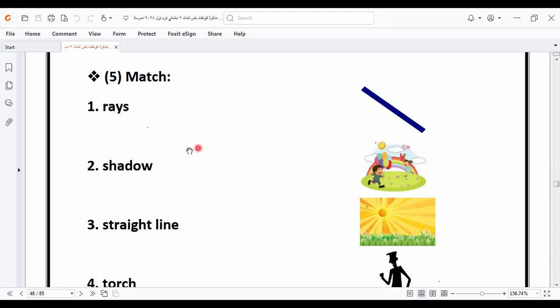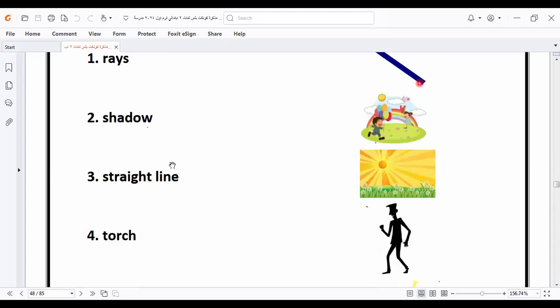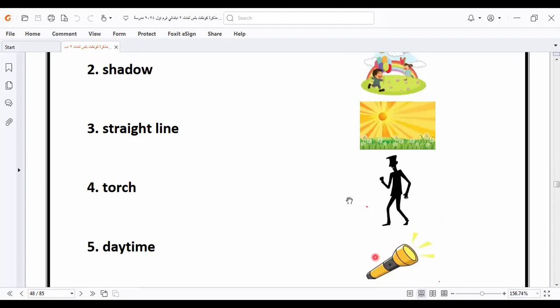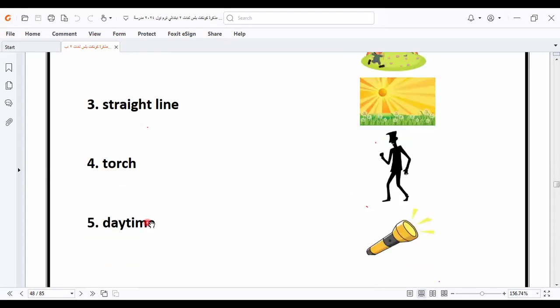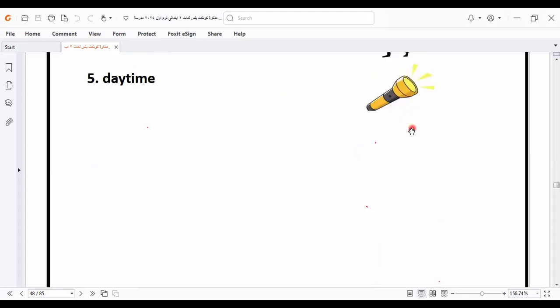So I will put the end here. Shadow, straight line, toes, daytime. This is daytime. The raise will be number one, this one. Okay, let's go to another one.